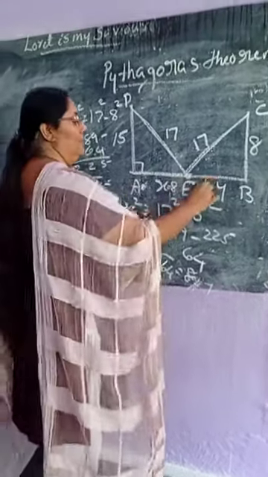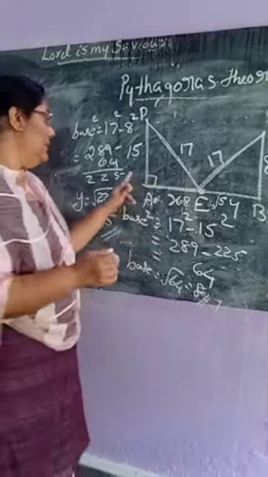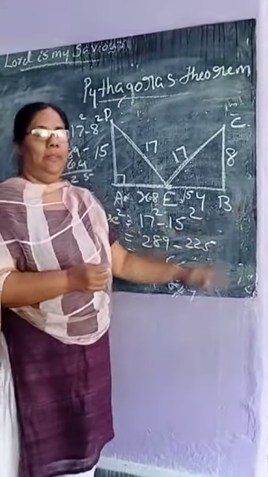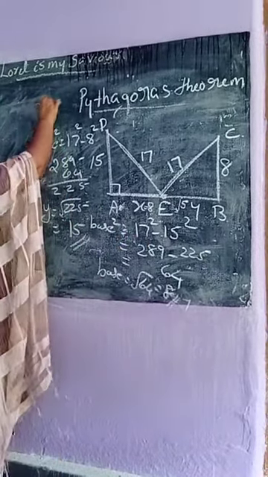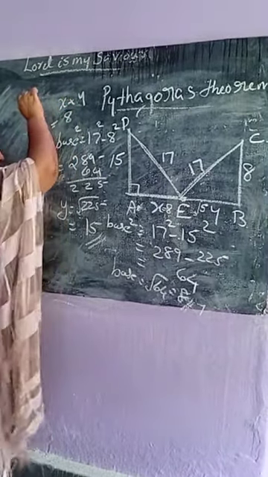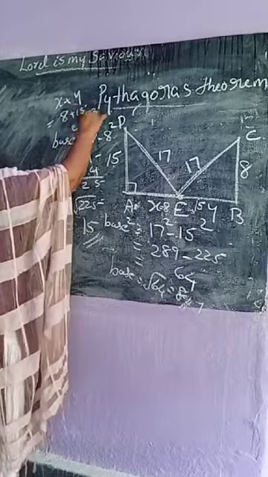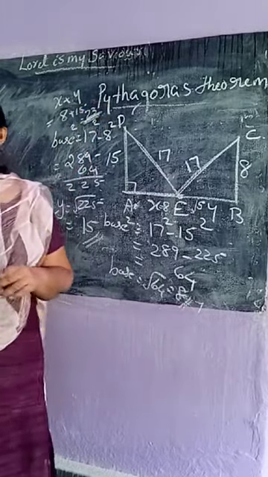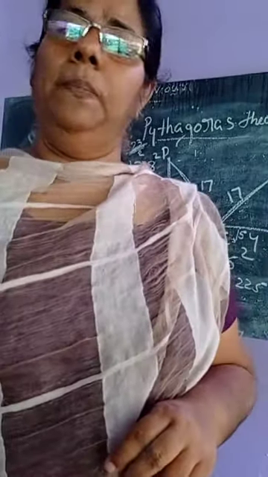On this side, that is 15. Then how can you find the distance between A and B? The distance between A and B is x plus y, right? x plus y, that is 8 plus 15. That is equal to 23, right? 8 plus 15 is equal to 23. Okay.